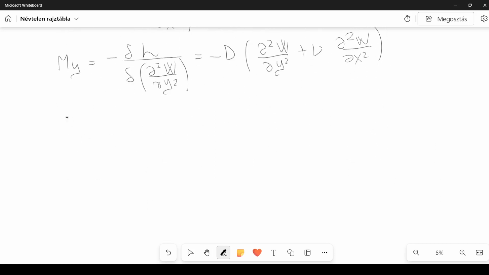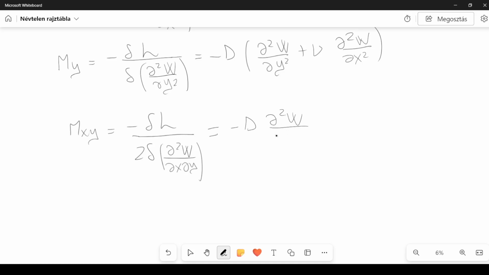And finally, you can also calculate mxy, which is equal to minus the change in L with respect to the change in d squared w dx dy. And remember that you also have the factor of 2. There is some physical interpretation of this factor of 2, but I don't want to get into the details of this interpretation. If you do this calculation, you get minus d squared w dy dx, which multiplies 1 minus nu.